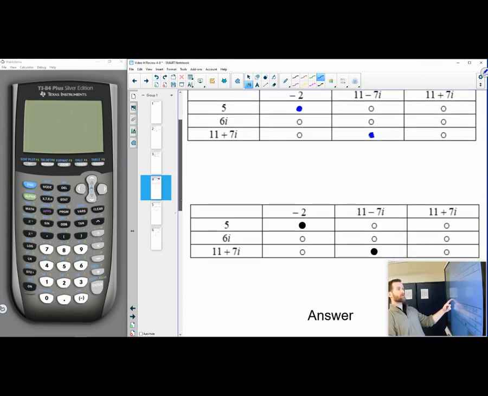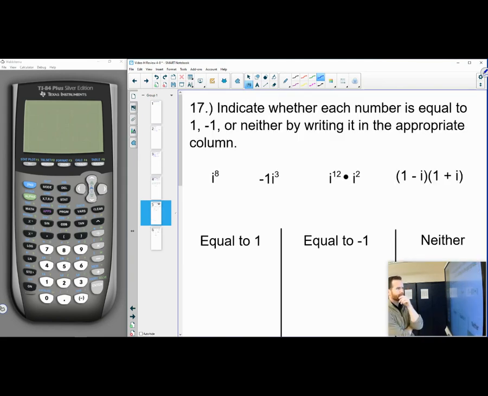Yep, looks good to me. Only those two are selected. Okay, two more to go.